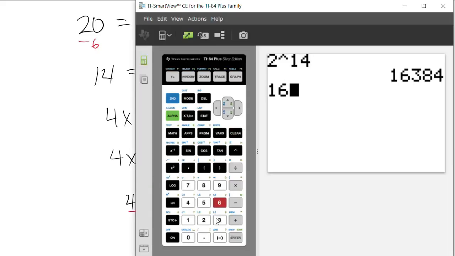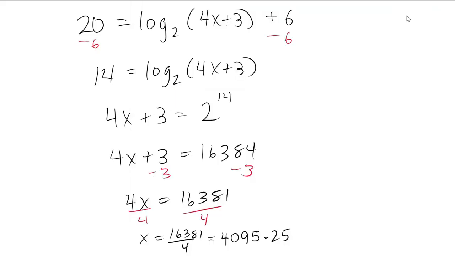So 16,381 divided by 4. 4,095.25. Now the number of inputs needs to be a whole number. So the answer can't be 4,095.25. And I know your temptation is going to be to round this down because of the 0.25. But actually, if you round down, it's going to take less than 20 seconds, right? So we actually need to round up. The number of inputs that would require a running time of 20 seconds would be 4,096.